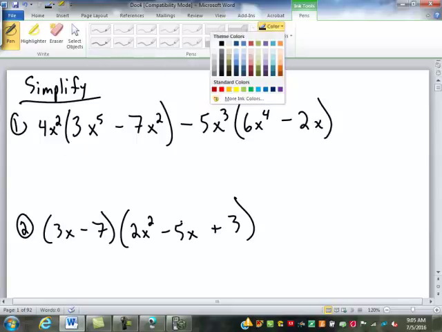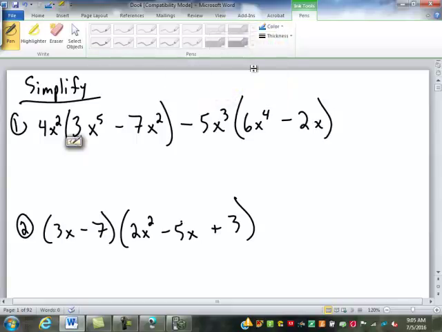Okay, so let's see how you did on these. For the first one, tell me where to start. Okay, so we've got 4x squared times 3x to the fifth, which is 12x to the seventh. Good.